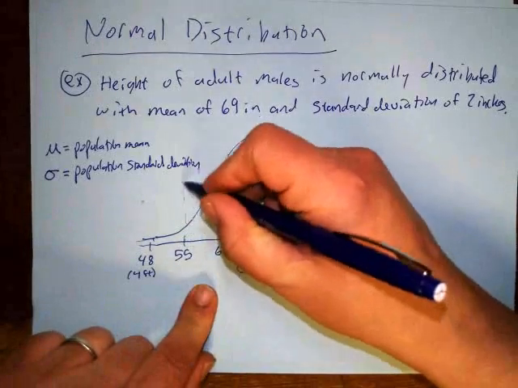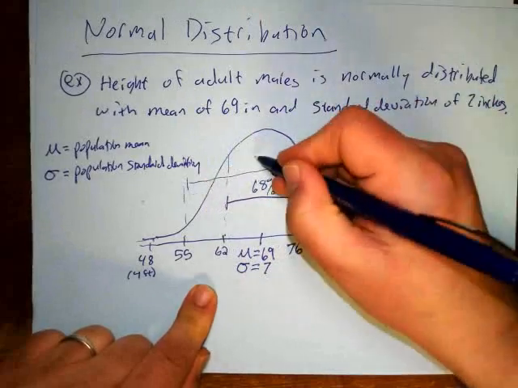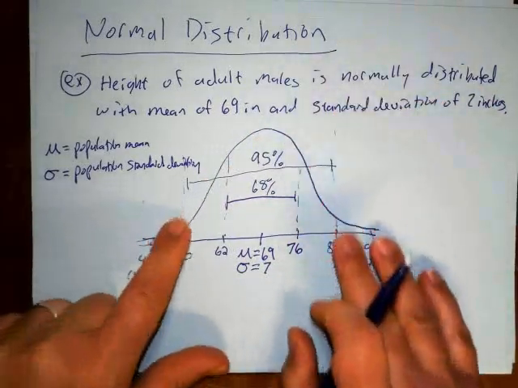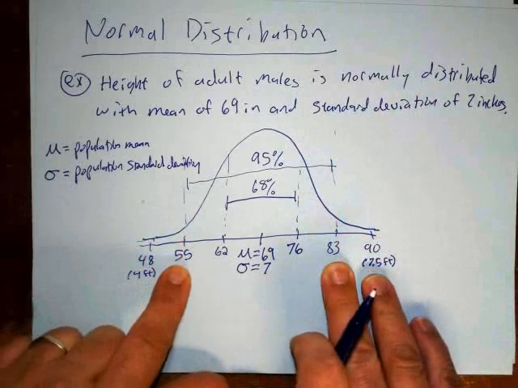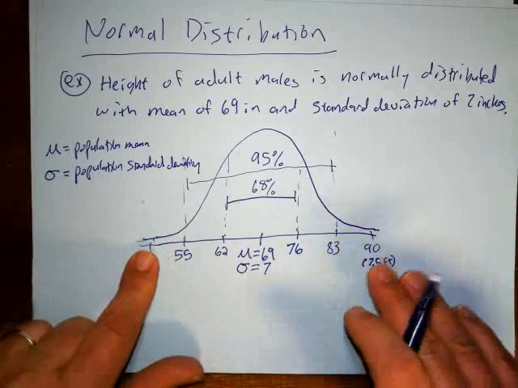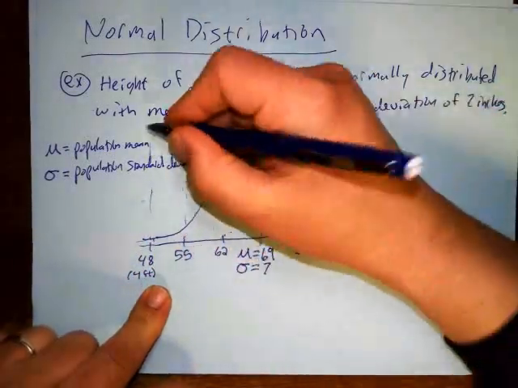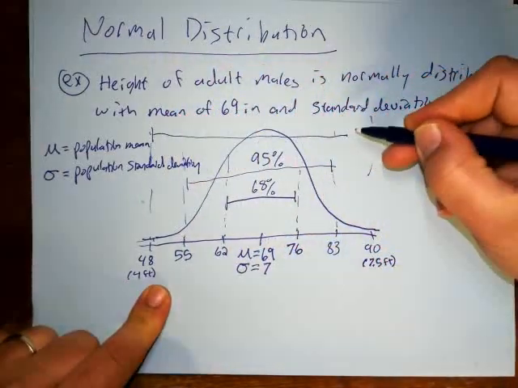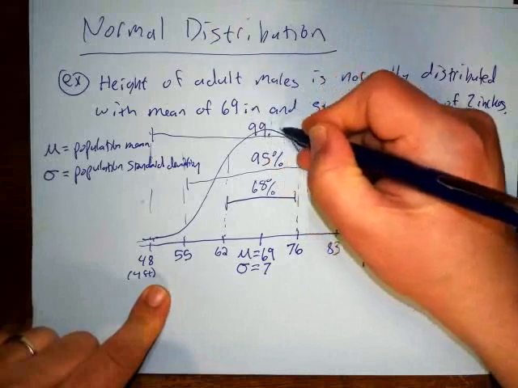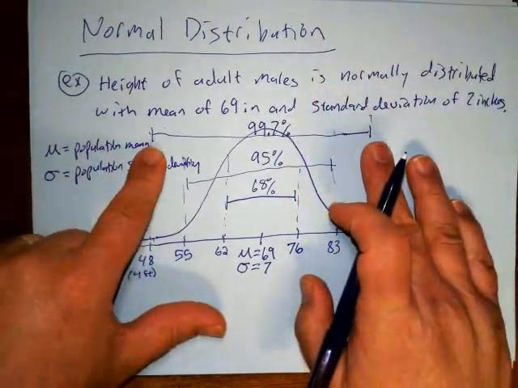Within 2 standard deviations, you actually have 95% of the data. So already pretty much all of the data is within 2 standard deviations. There's only 5% on the outside of that. And within 3 standard deviations, you have 99.7% of the data. So that is pretty much all of the data.